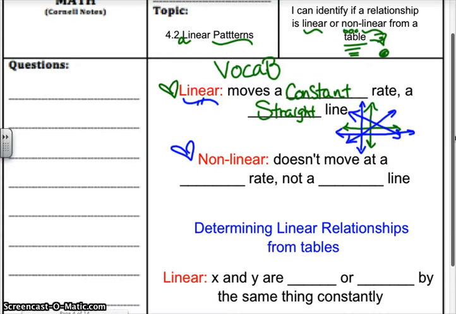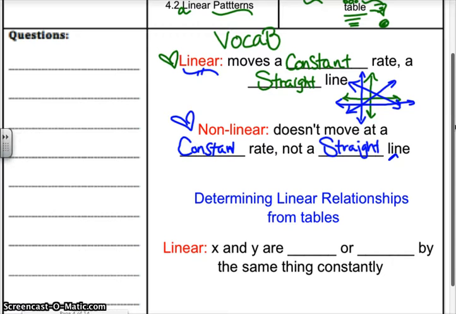Nonlinear, then, doesn't move at a constant rate. And it is not a straight line. Some examples of nonlinear equations given a coordinate plane: an example of a nonlinear, anything with curves. This is called a parabola. It is nonlinear. It's curving.